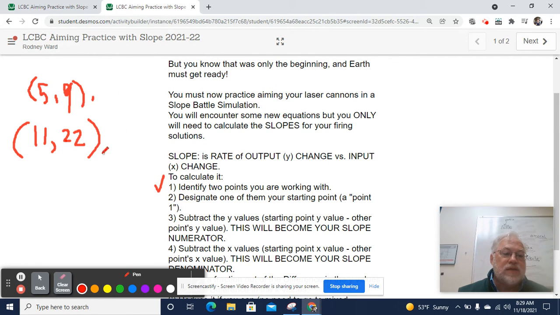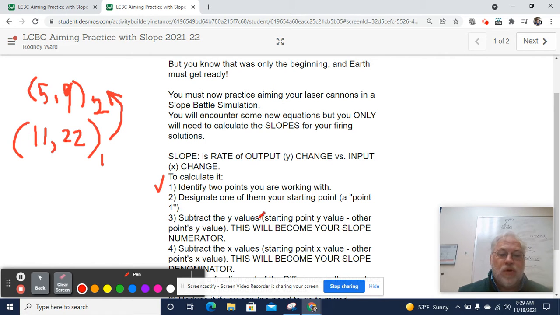Then step 2, we're going to designate this one point 1, and this will be point 2. There's a reason I chose that. I'm looking at my subtraction. If I do 9 minus 22, I'll get a negative. I'd rather do 22 minus 9. Once I've chosen a direction, I'm going to stick with it, so all of my subtraction is going to go in that direction.